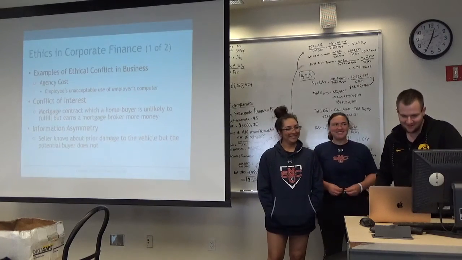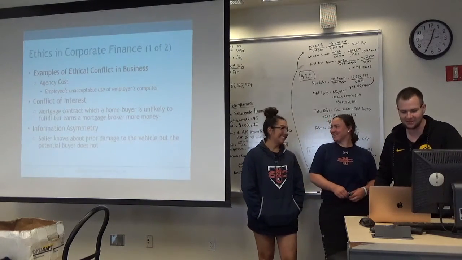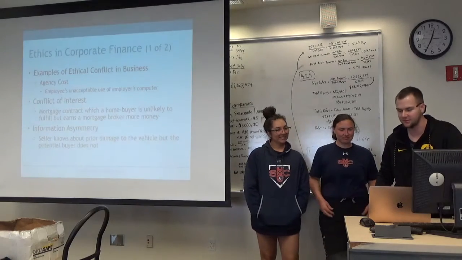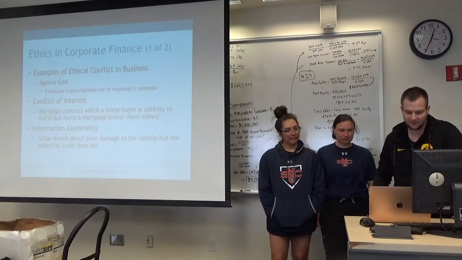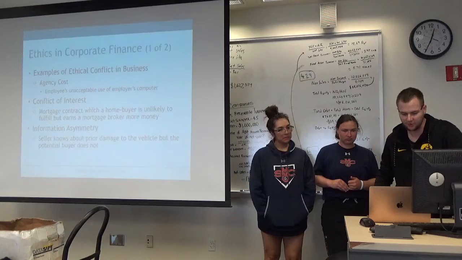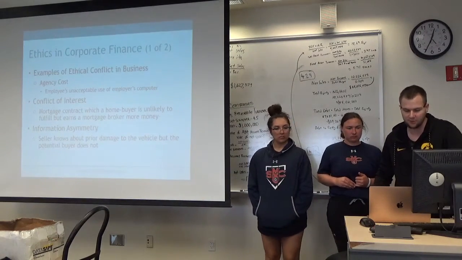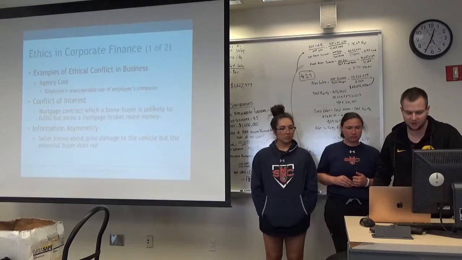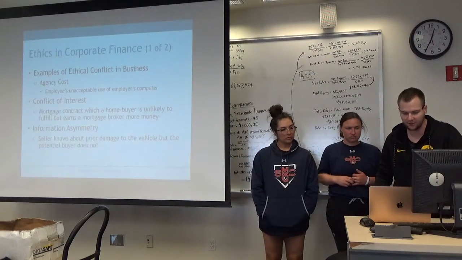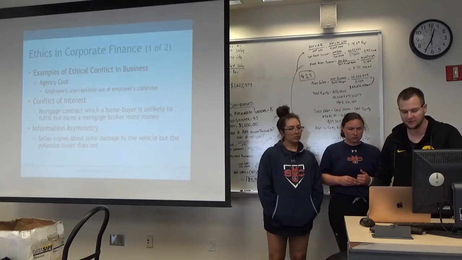Examples are agency costs, employees' unacceptable use of an employer's computer. A conflict of interest would be a mortgage contract which a home buyer is unlikely to fulfill, but earns a mortgage broker more money. Information asymmetry: the seller knows about prior damage to a vehicle, but the potential buyer does not.